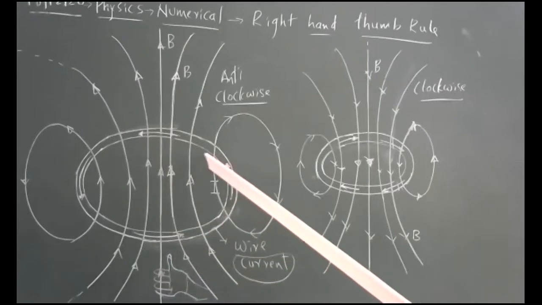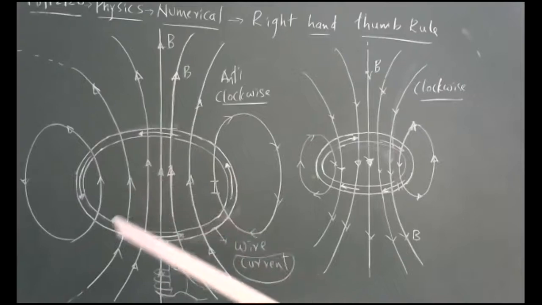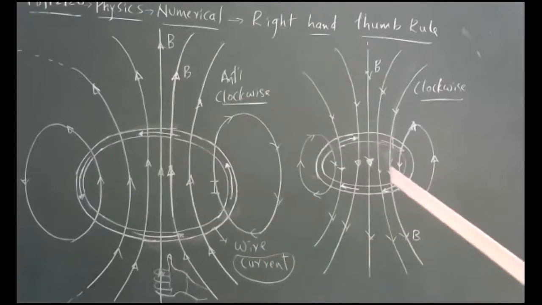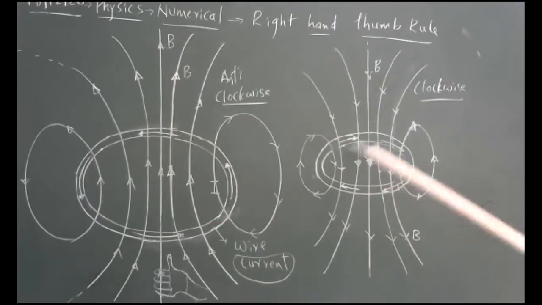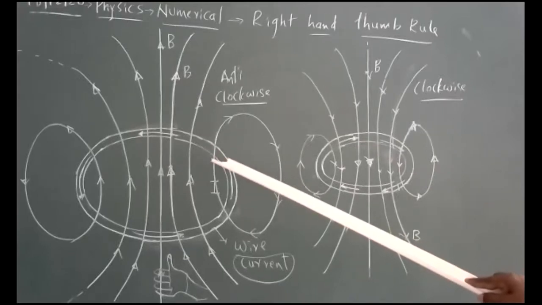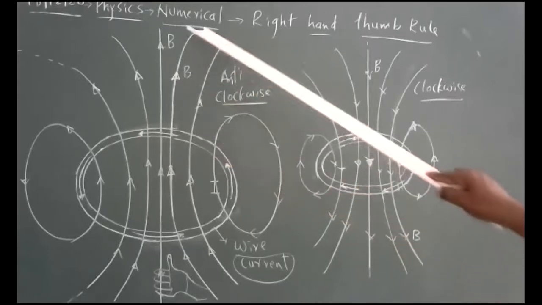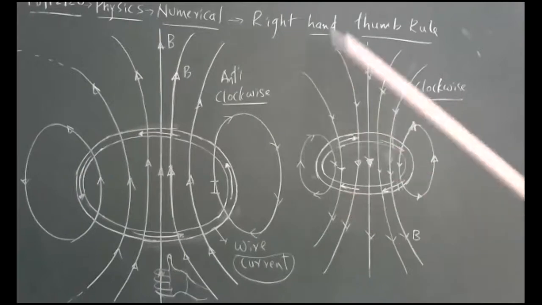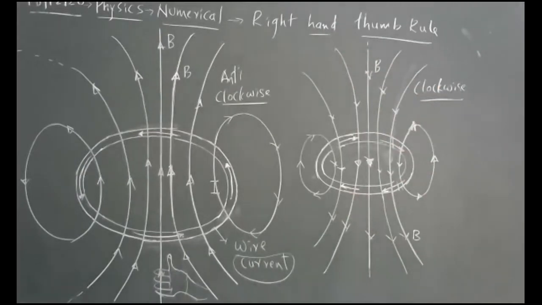The fingers show, when they are curled, curl means turned in the direction of the current. And it gives you a thumb. Thumb is the direction of magnetic field. Similarly, if the fingers are curled anti-clockwise, we will get a magnetic field upward. If the fingers are curled clockwise, the magnetic field is downward. That is called the right hand thumb rule.